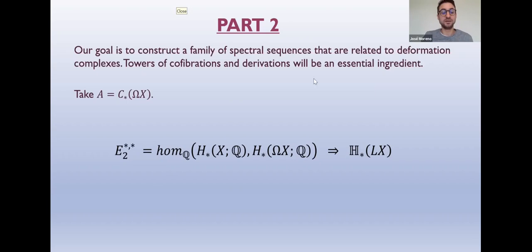Let's look at the second page of the spectral sequence that we get for the differential graded algebra case. This arises when we specialize to the category of differential graded algebras. Now, let's say that I start with a space X and I want to study this differential graded algebra, the chains on the loop space. What do the ingredients in these spectral sequences have to do with this?